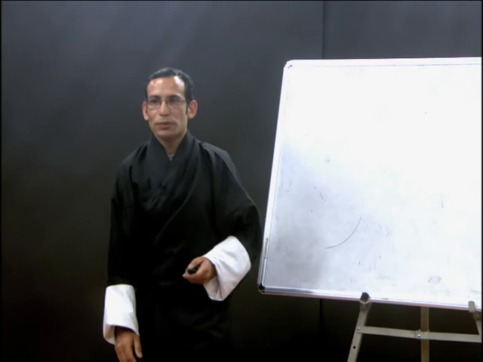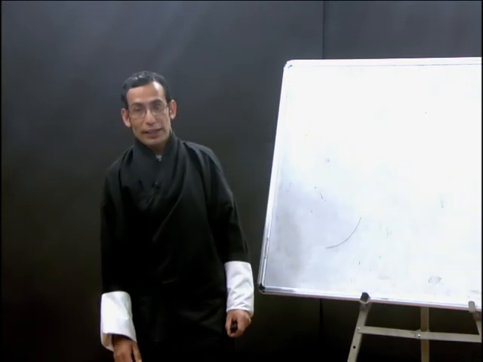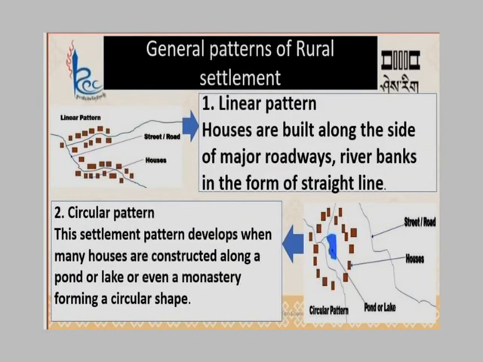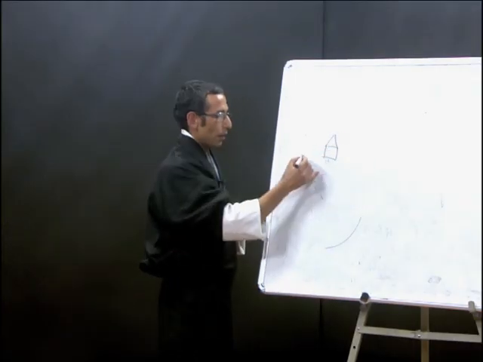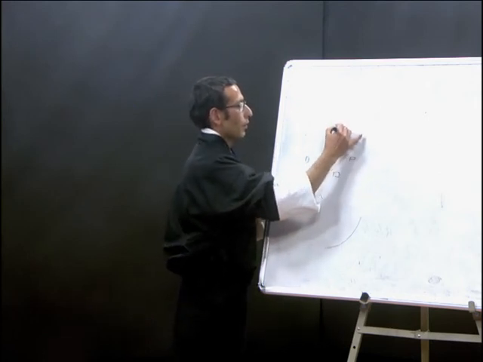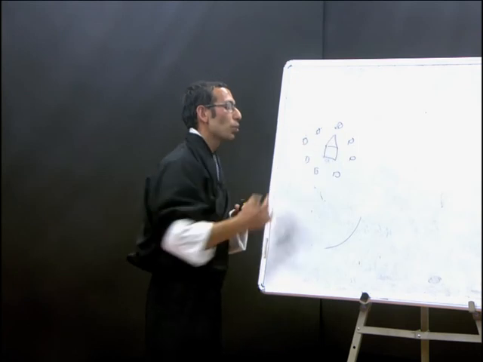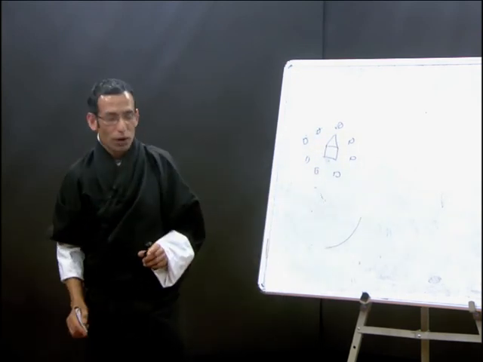The next type of settlement is the circular pattern of settlement. Circular pattern of settlements develops when many houses are constructed along a pond or lake or even a monastery, forming a circular shape. Similarly, let's say if there is a monastery here, okay, and people will settle around this monastery, right? That is how the circular pattern is found in rural areas.